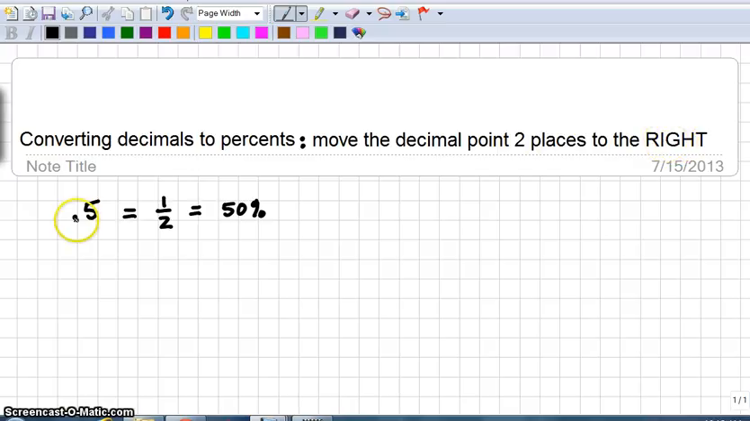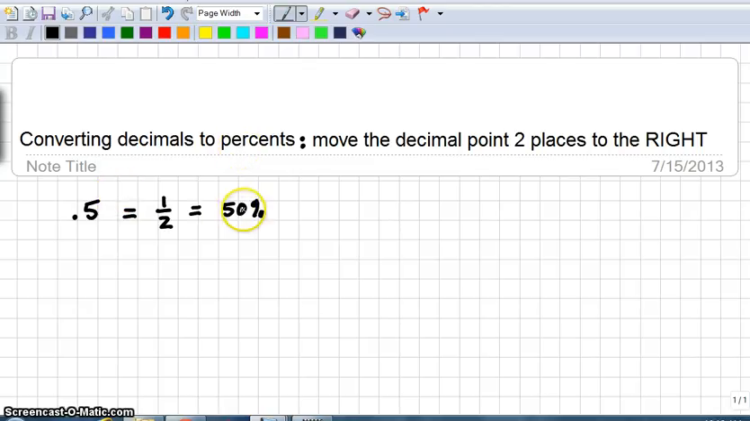Let's start with an easy one like 0.5. Most of us have just a general understanding that 0.5 is the same as 1/2, and that in percent form a half is going to be 50%. Let's talk about why that is. When you're working with a percent number, you're trying to figure out how much of 100 that number is. So what is half of 100? We all know that half of 100 is 50.